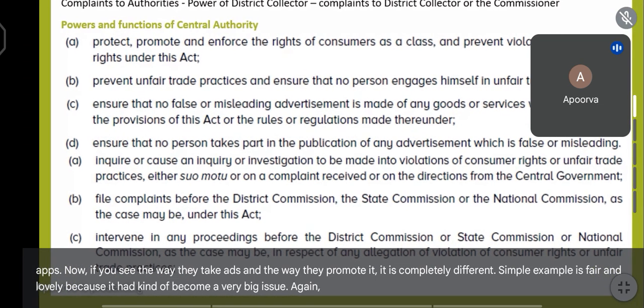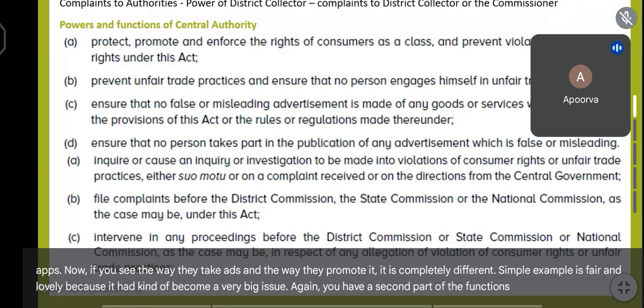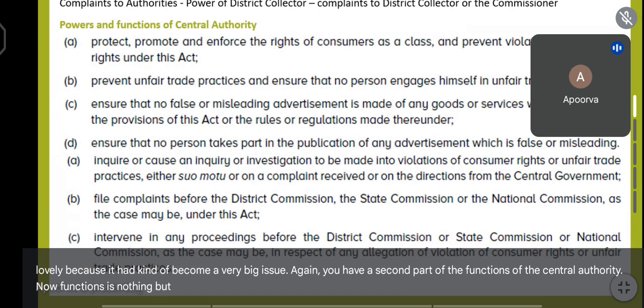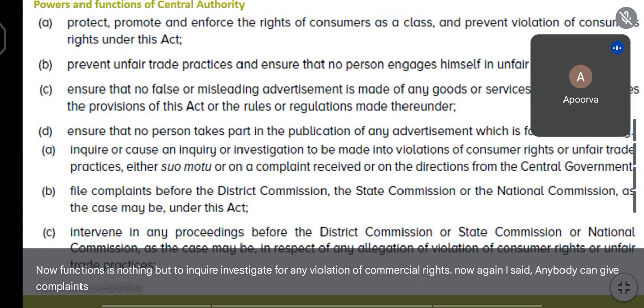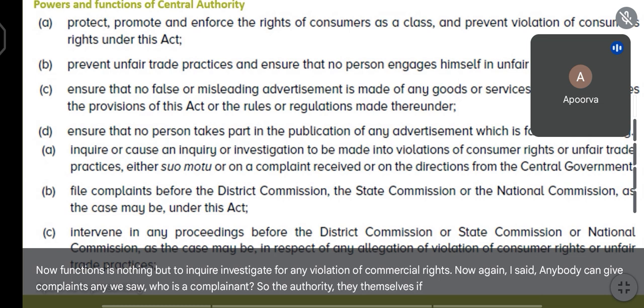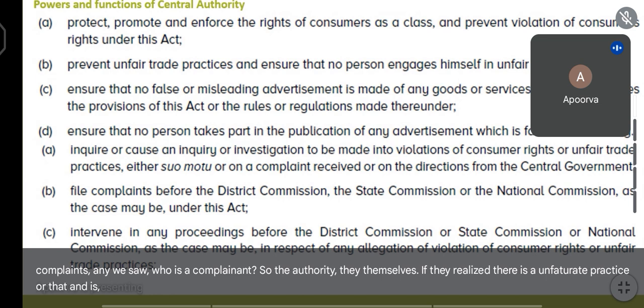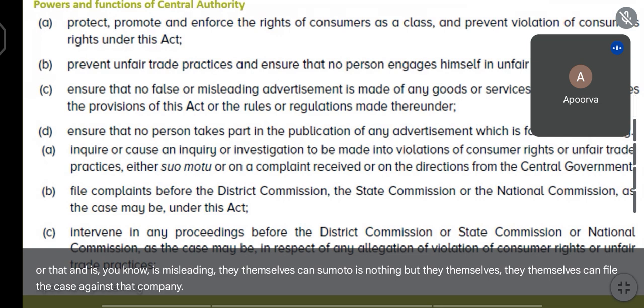Again, you have a second part, the functions of the central authority. Now, functions is nothing but to inquire, investigate for any violation of consumer rights. Now, again, I said anybody can give complaints. We saw who is a complainant. So the authority, if they realize there is an unfair trade practice or that the ad is misleading, they themselves can suo moto, which is nothing but they themselves can file the case against that company, or if they receive any complaint, they can move ahead with the investigation.